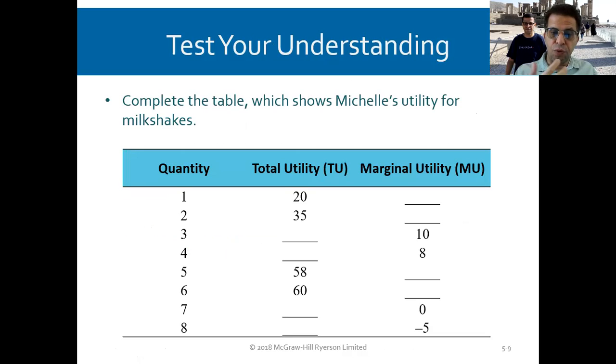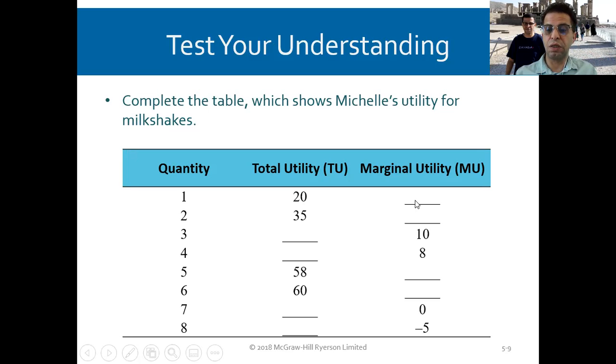To understand what we said, we need to complete Michelle's utility for milkshake. She likes milkshake, or he likes milkshake. In France and Europe, Michelle is a male name, and in North America it is a female name. So at quantity 1, the total utility we have is 20, but we don't know what the marginal utility is.